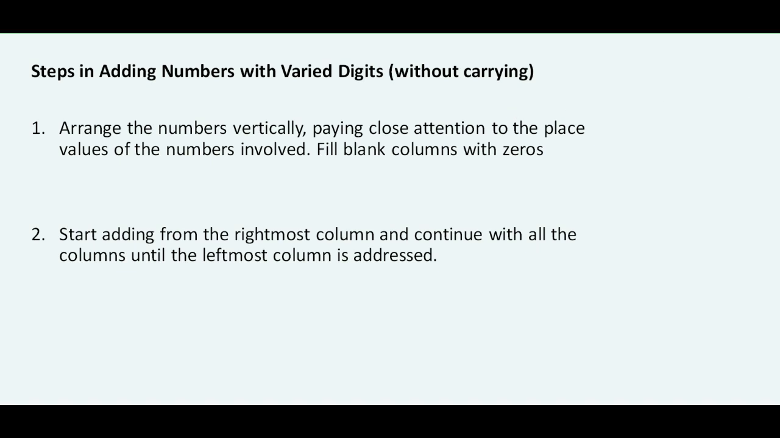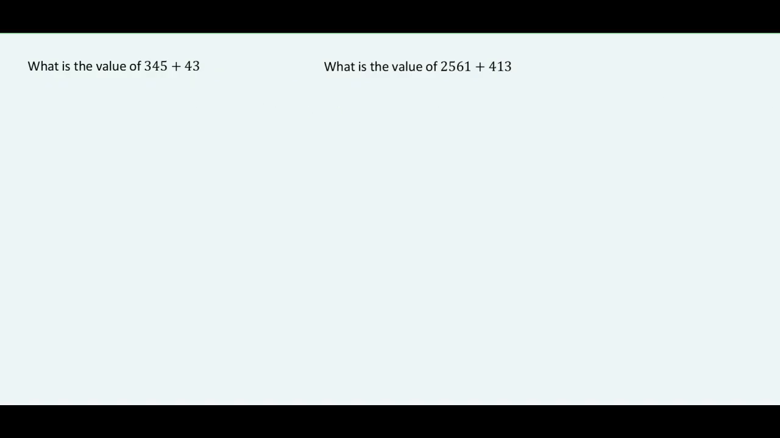So let's just look at a few examples. So we have here 345 plus 43. So what we're going to do is start off by writing the first number, 3, 4, 5, and then 3 is in the ones place, so you put that right here. 4 is in tens place, you put that right here, and then we're going to add 0 in the blank spot.